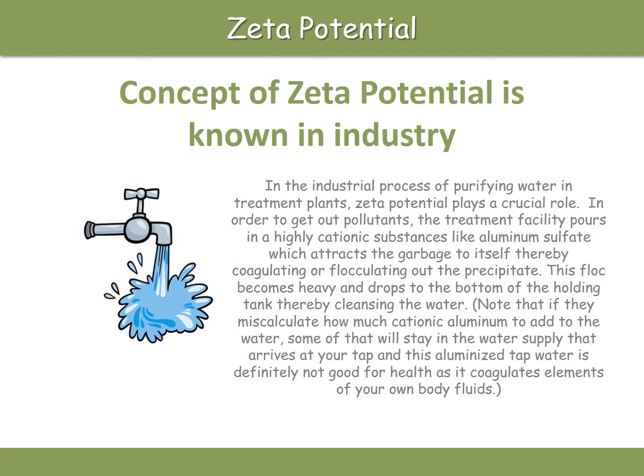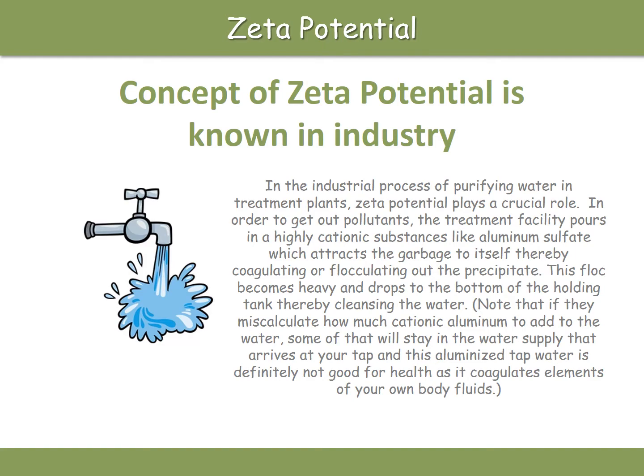In water purifying treatment plants, zeta potential plays a crucial role in getting the pollutants out. This is a little bit of a different process. The treatment facility pours in a highly cationic substance like aluminium sulfate, which attracts the garbage to itself, thereby coagulating and flocculating out the precipitate. So this is completely opposite. We're using positively charged particles here to attract the negative ones and precipitate and flock everything out of solution. So it's around. It's nothing new, and it's been known.